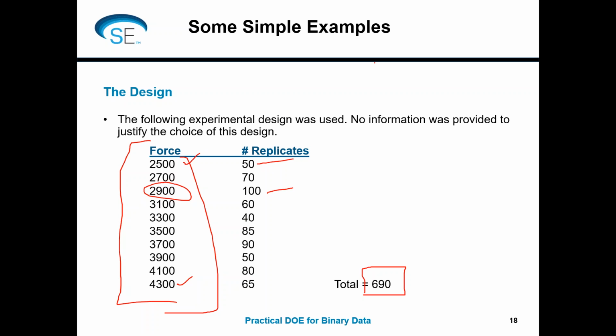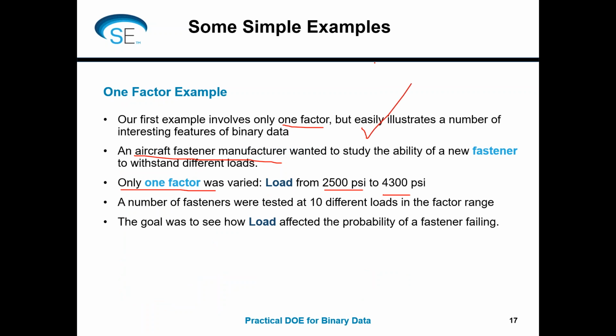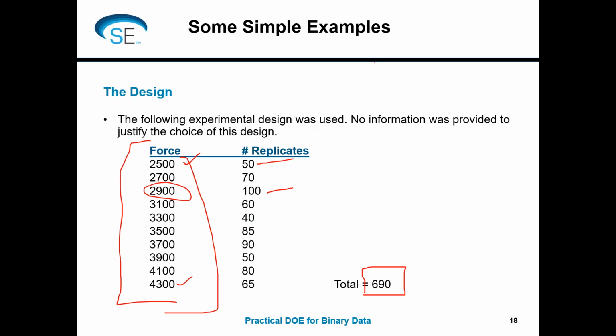So a new fastener and the load reset. So there's fastener to fastener variability. And even if you set the load to 4,300 psi, in reality, it might not reach exactly 4,300 psi. So there are lots of independent sources of error that go into each run.